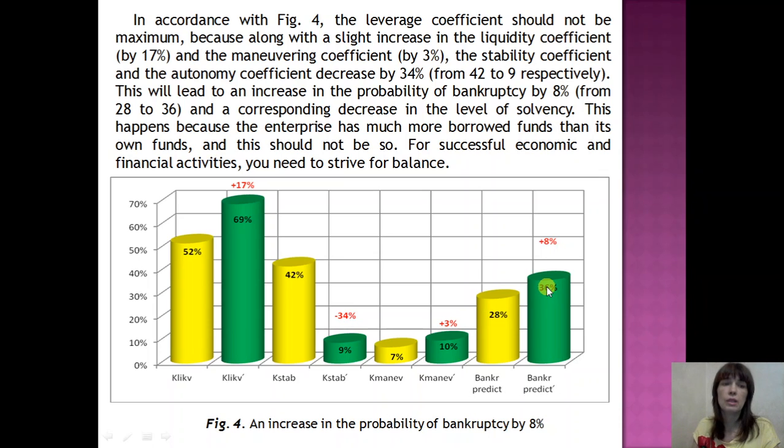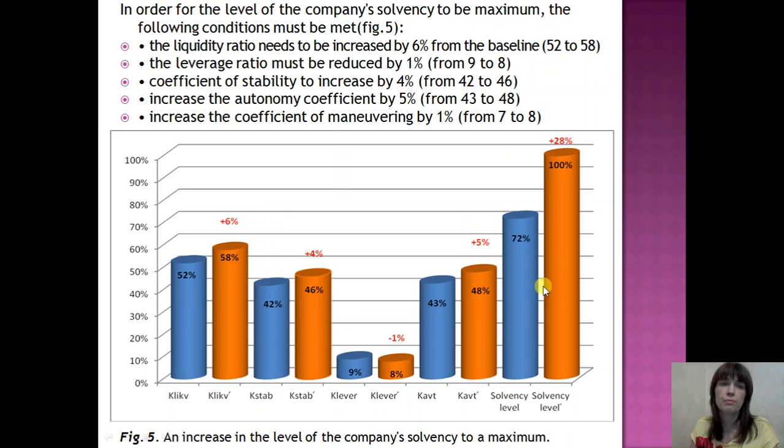For successful economic and financial activity, you need to strive for balance. In order for the level of a company's solvency to be maximum, the following conditions must be met. The liquidity ratio needs to be increased by 6%, from the baseline 52 to 58%.